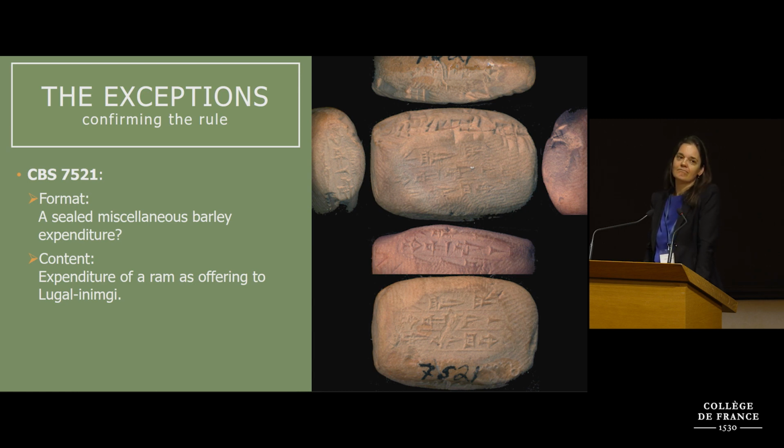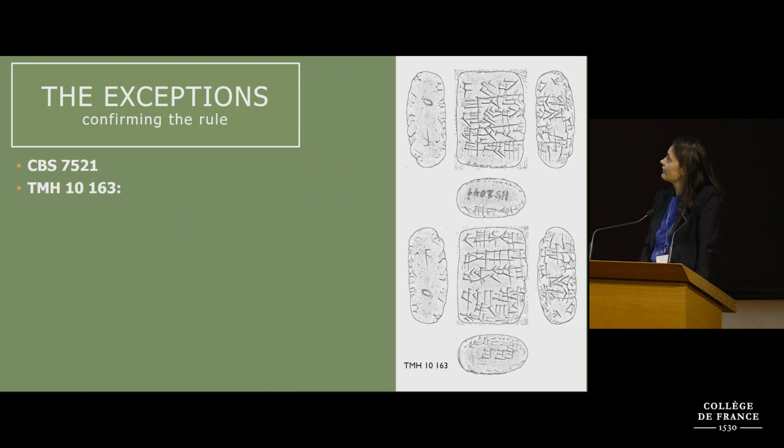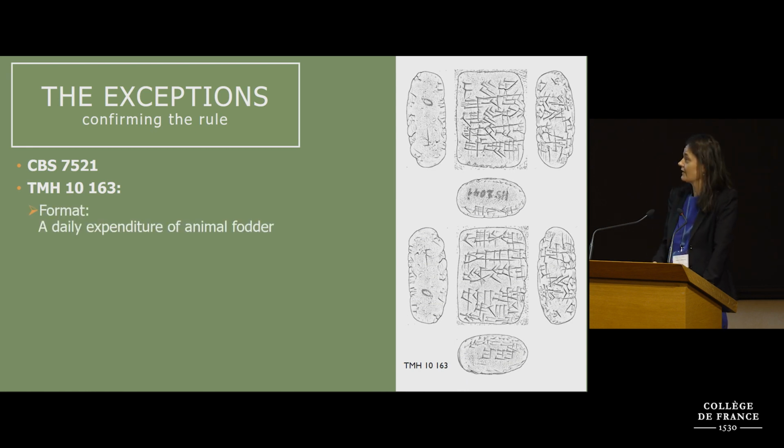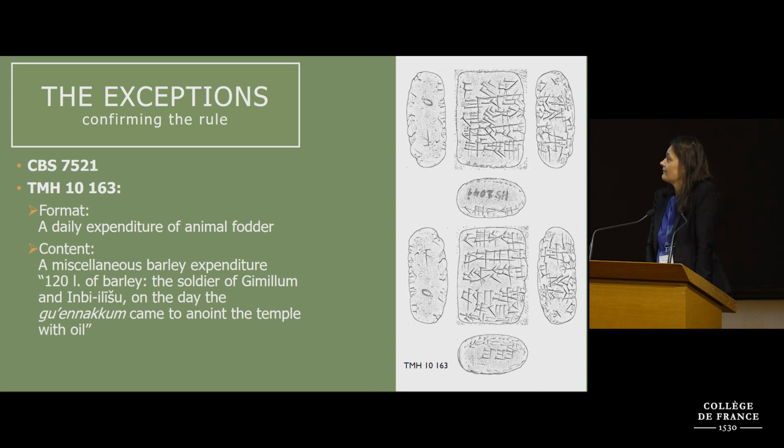And then, knowing this example, I found another one. This text clearly has the looks of a fodder expenditure, a daily fodder expenditure, but it's not. It's a single miscellaneous barley expenditure where an amount of barley is given to a soldier on the day that the Huenakum did something cultic, something important.